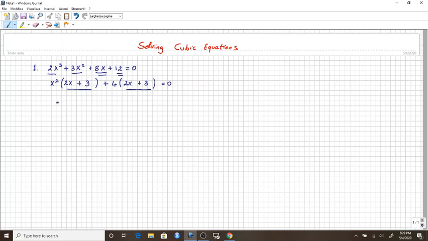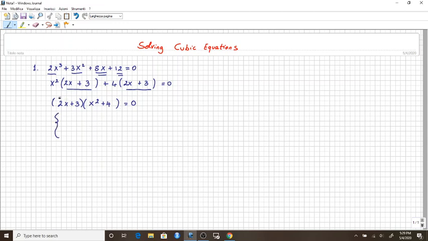Now this can be factored. We have 2x plus 3, and then what's left is x squared plus 4. Okay, and we need to set this equal to 0. Alright, so how do we find the solution?